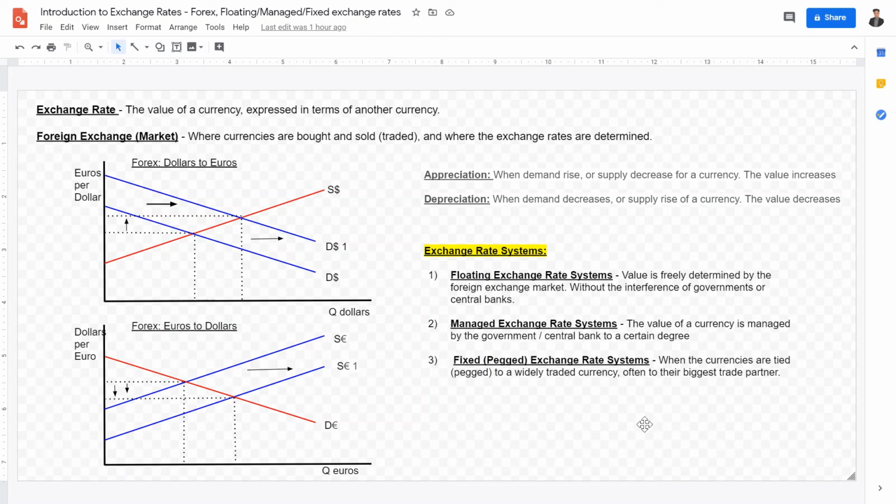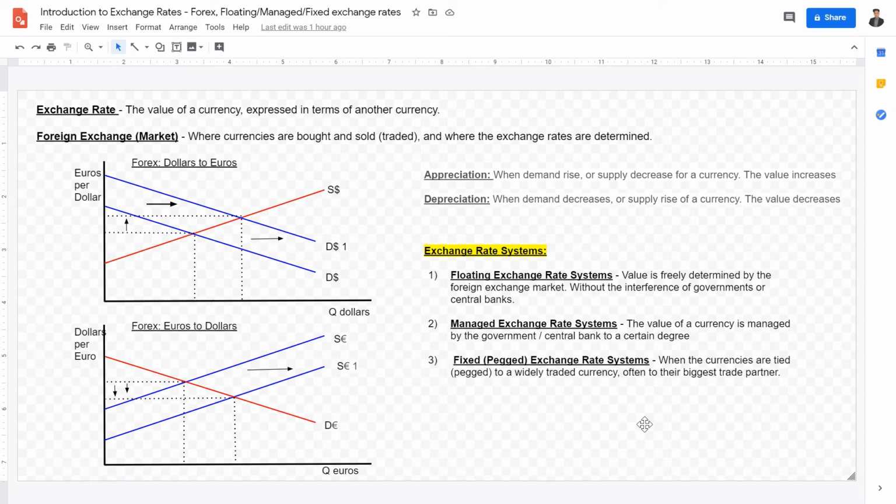A managed exchange rate, however, is a little bit different, where the currency is managed by the government, and they usually have a range. For example, one currency could be worth 10 to 20 of a certain currency. If it exceeds that or goes below that, then the government would take fiscal and monetary policies in order to push the currency to the expected range.